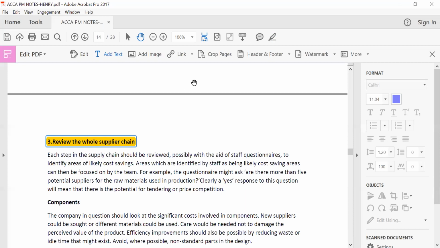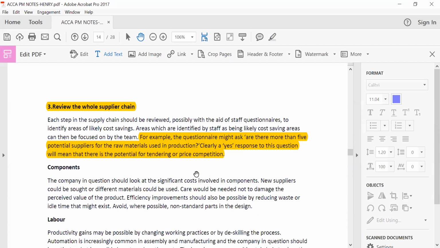For example, giving examples are perfect ways of explaining a point. So you can give examples on the day of the exam to tell the examiner what you were explaining. For example, the questionnaire might ask, are there more than 5 potential suppliers for the raw materials used in production? Clearly, a yes response to this question will mean that there is a potential for tendering or price competition. That means if there are a lot of suppliers, we can do that sort of window shopping to actually get raw materials which are at a cheaper price.